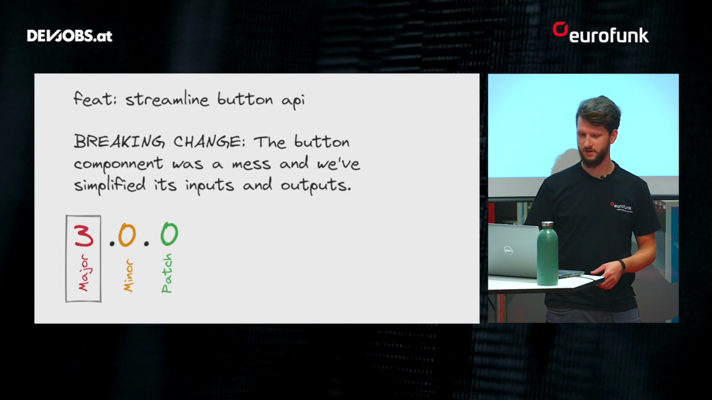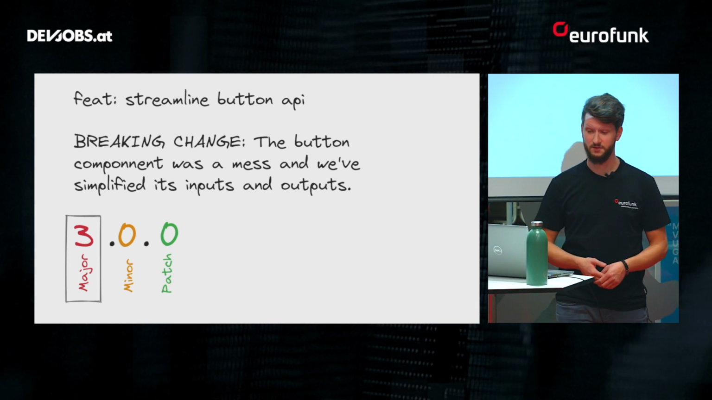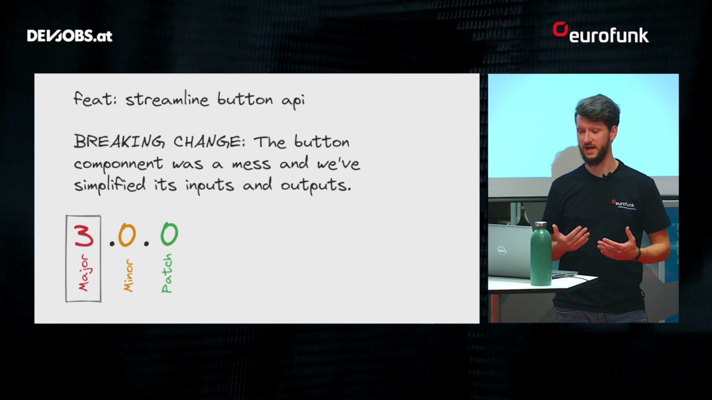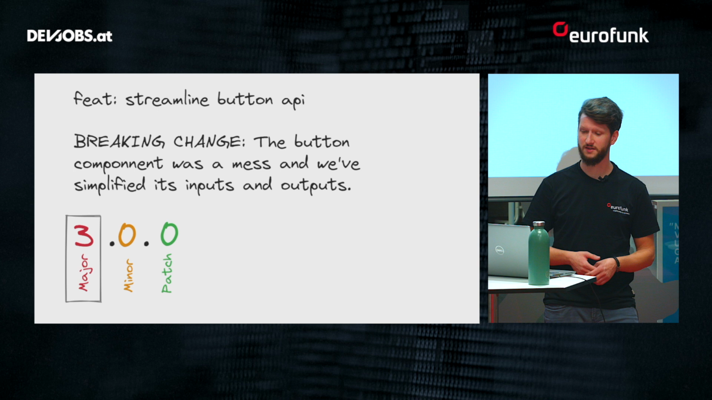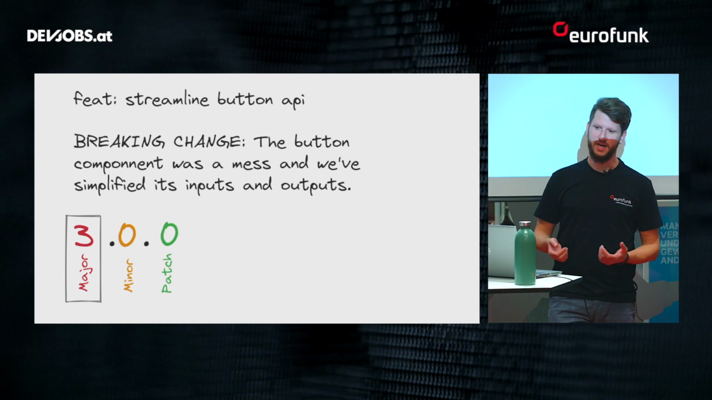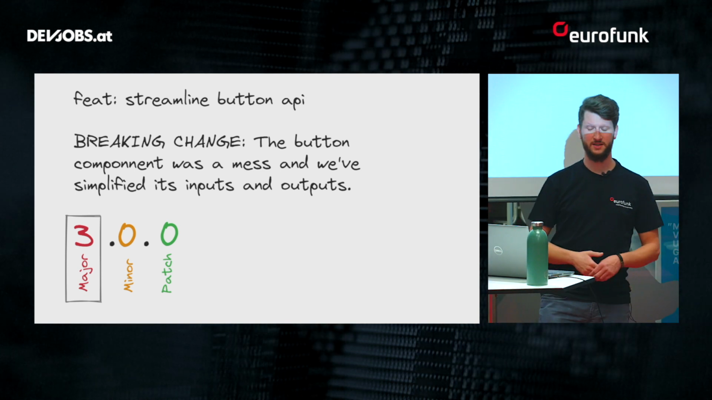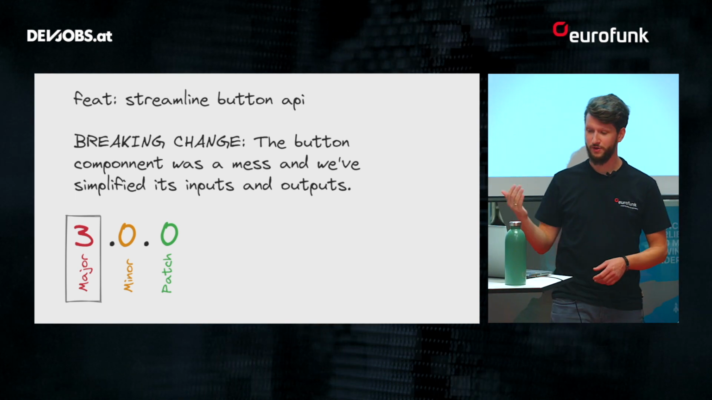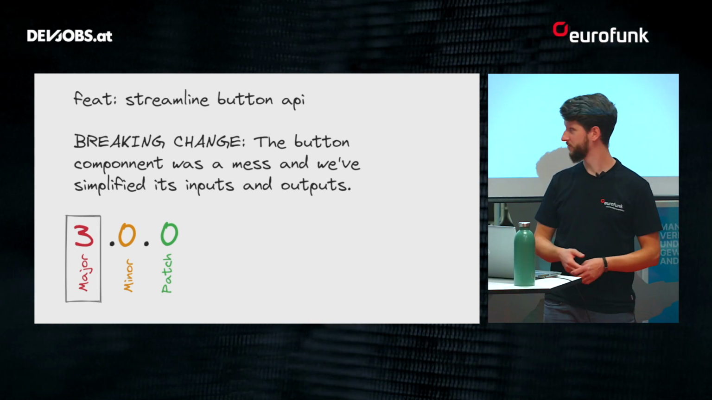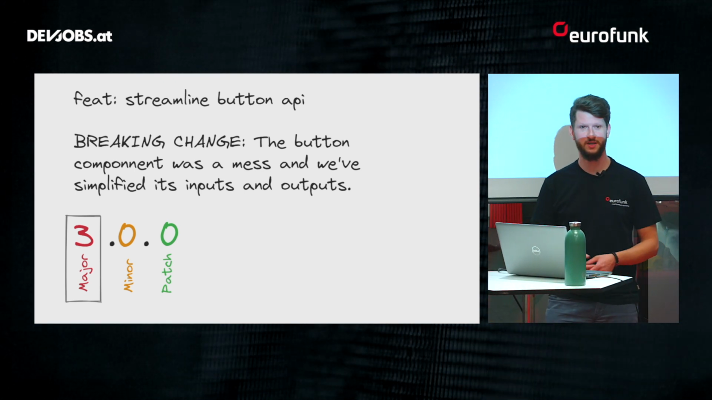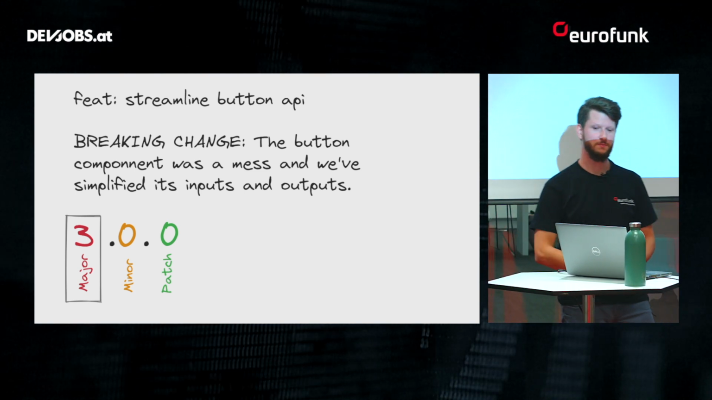What about this feature? It streamlined the button API so that developers can easily use it, but the API was changed. So we need to declare that as a breaking change in the text body. And the component was a mess beforehand, so we needed to simplify it. So what do we need to do in order to make semantic versioning work? We need to update the major version.